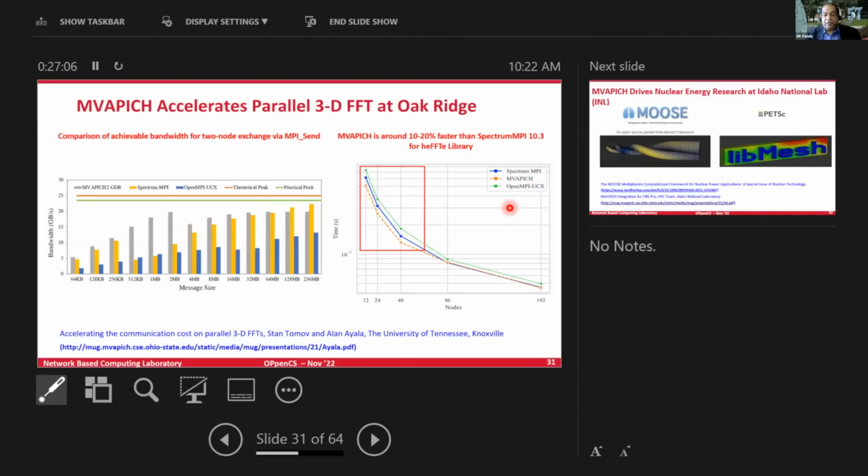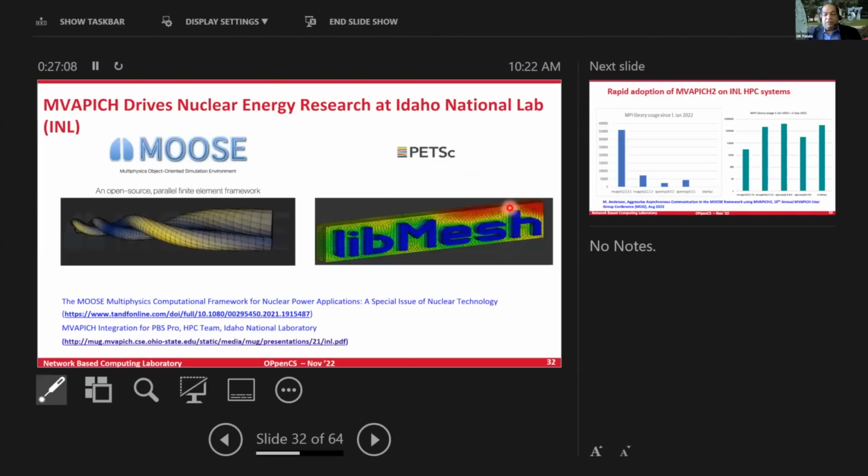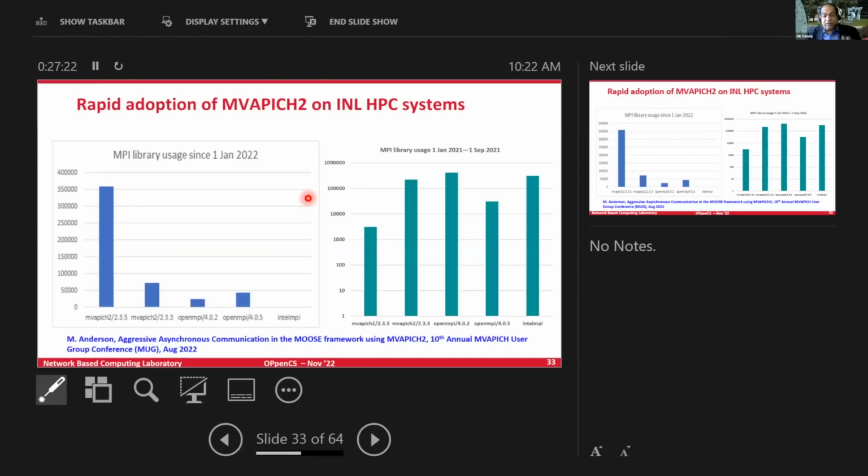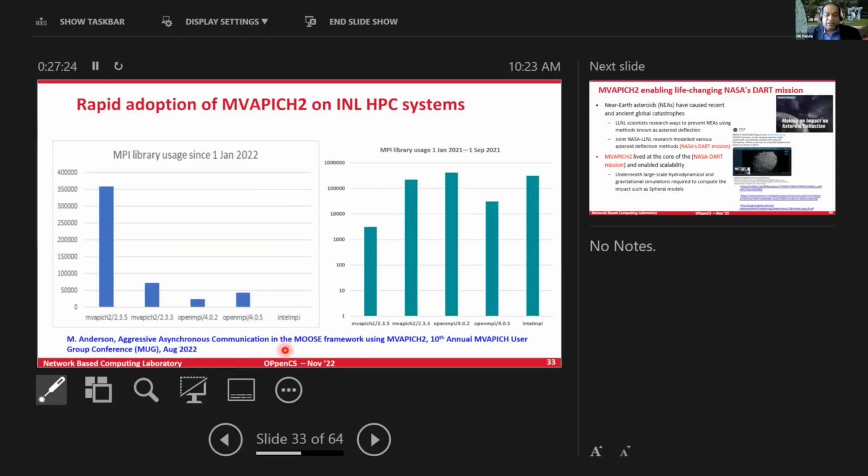This is from Idaho National Lab. They actually do a lot of nuclear energy research. So they use not only the basic MPI library, on top of that MOOSE, Bettis, libMesh, etc. And interestingly, they actually have this slide, I'll show it to you. This was just presented at our annual MVAPICH user group conference we do in August.